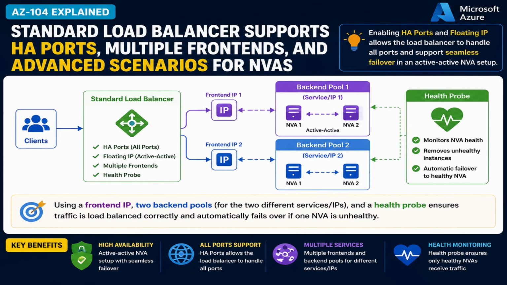Enabling HA ports and floating IP allows the load balancer to handle all ports and support seamless failover in an active-active NVA setup. Using a front-end IP, 2 back-end pools for the 2 different services/IPs, and a health probe ensures traffic is load balanced correctly and automatically fails over if one NVA is unhealthy.